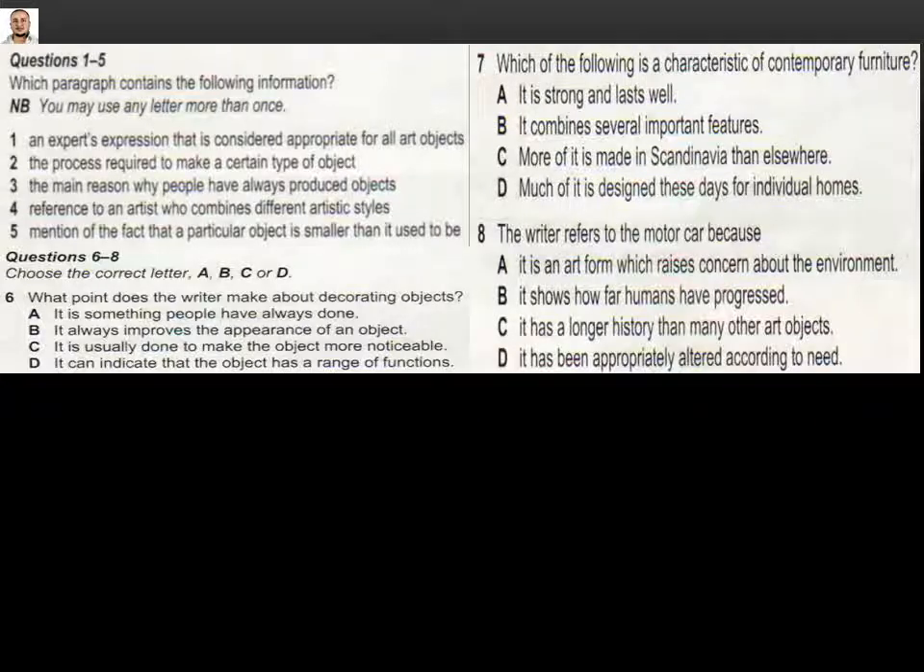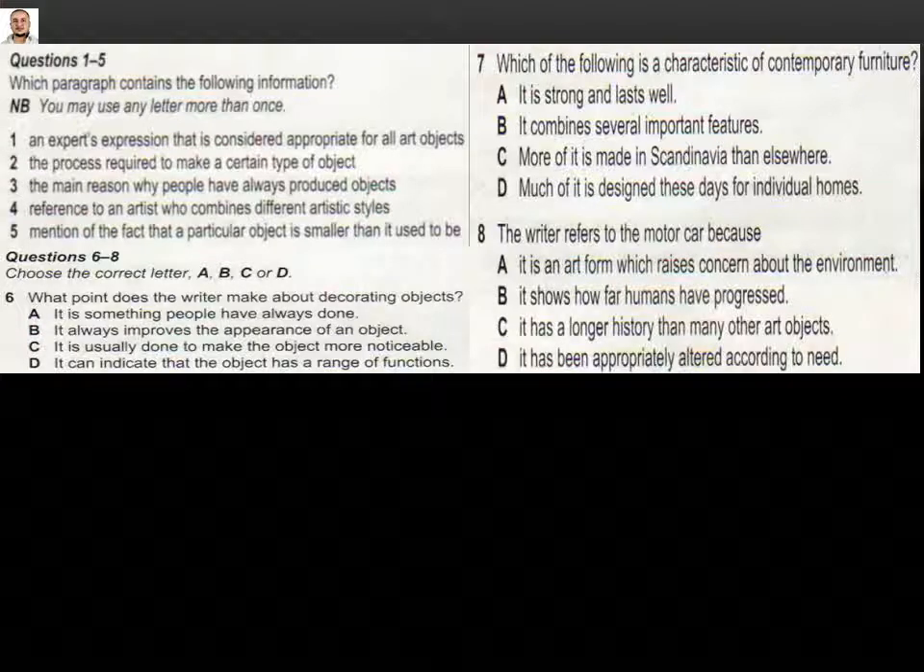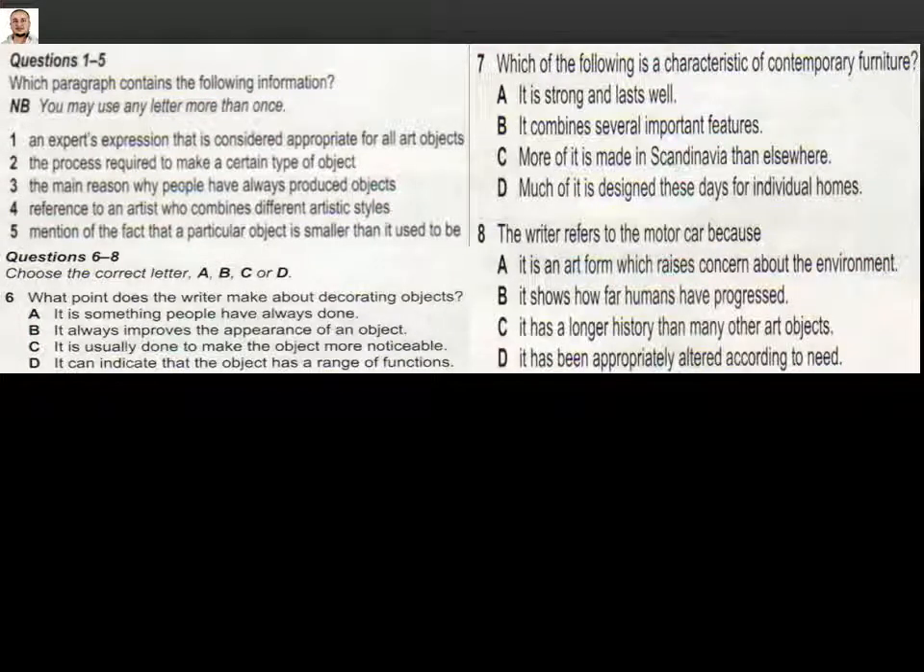Questions 6 to 8, choose the correct letter A, B, C or D. Number 6, what point does the writer make about decorating objects? A, it's something people have always done. B, it always improves the appearance of an object. C, it's usually done to make the object more noticeable. D, it can indicate that the object has a range of functions.